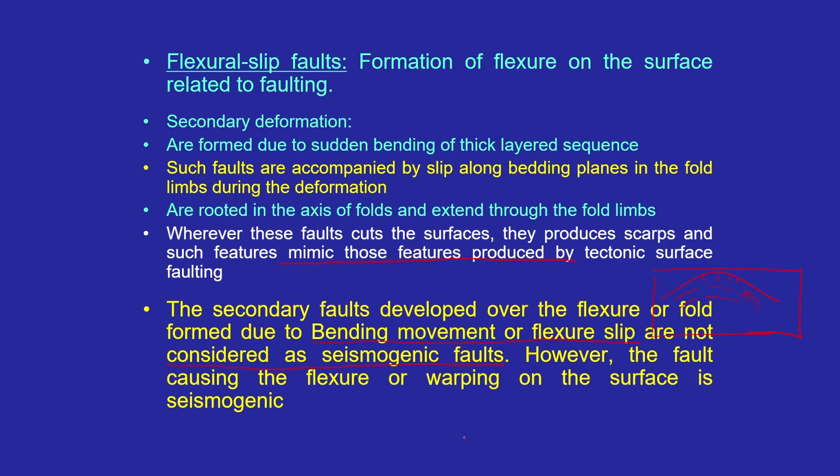So, if you have a fault which is resulting in flexuring on the surface, the fault may be somewhere over here. There is a movement here, but you will be able to see a sort of secondary faulting on the axial part of the fold.